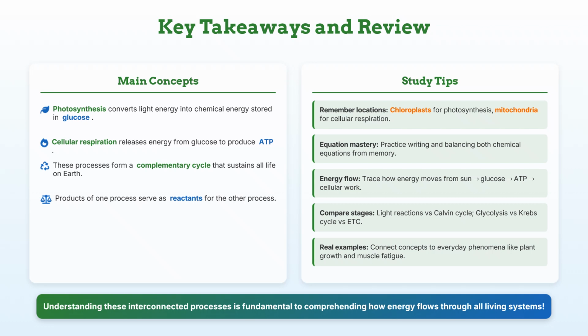Photosynthesis converts light energy into chemical energy stored in glucose, while cellular respiration releases that energy to produce ATP. These processes occur in different cellular locations: chloroplast for photosynthesis and mitochondria for cellular respiration. The products of one serve as the reactants for the other, creating a sustainable cycle of matter and energy.